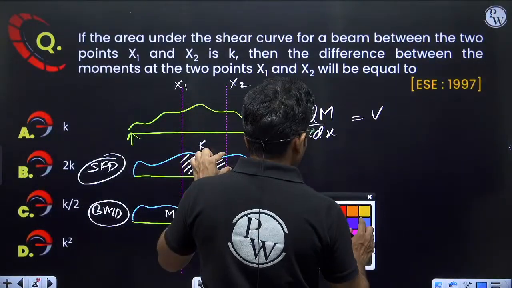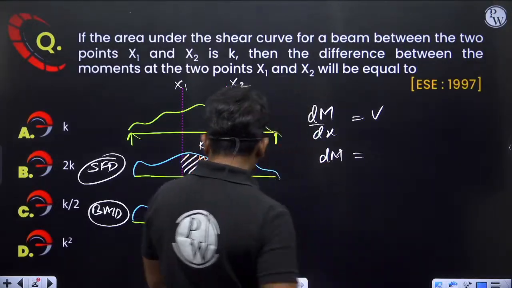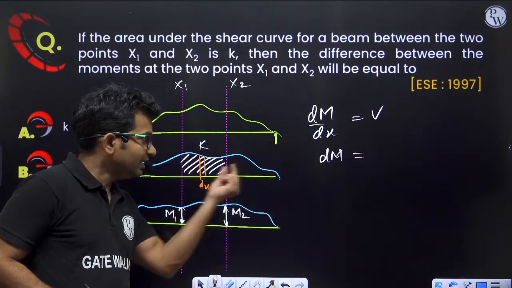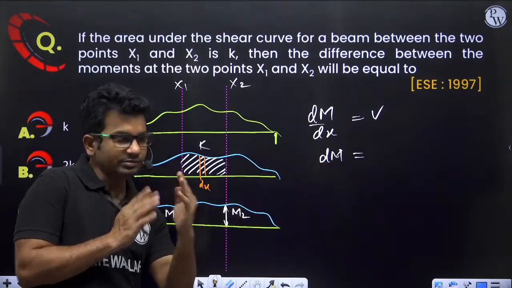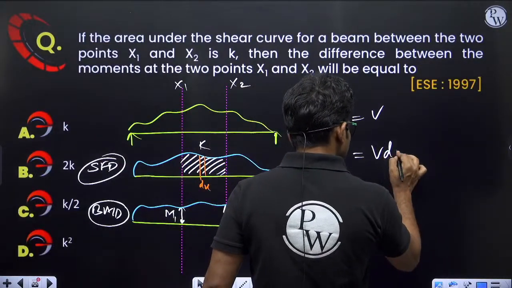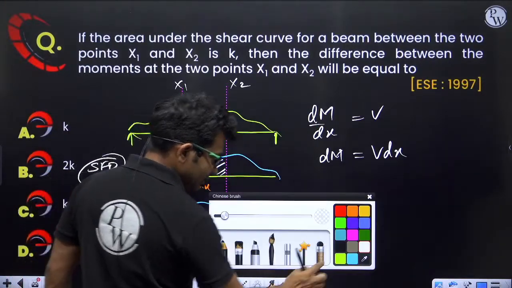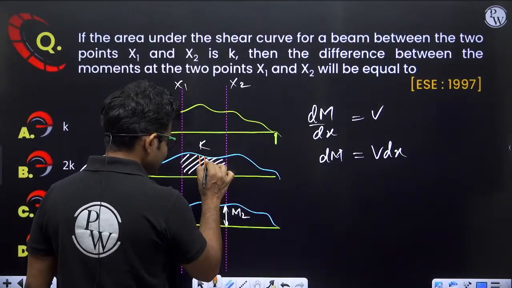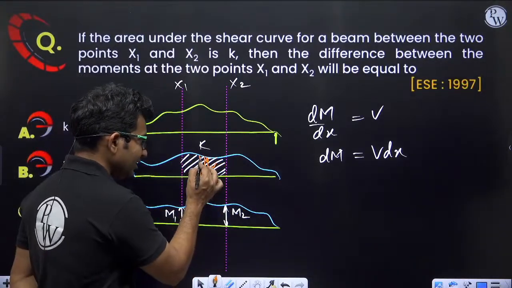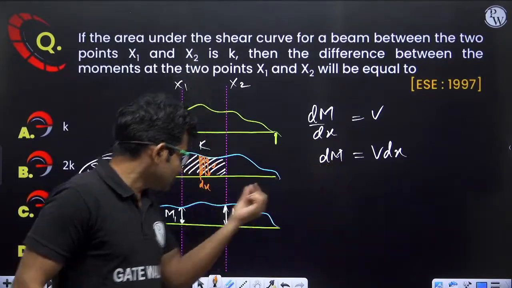Okay, so we know that dM will be slight change in bending moment between these 2 points. What is the value of dM? Slight change in bending moment between these 2 points. dM will be equal to V into dx. What does V into dx represent? Here V is representing shear force at this section. So V into dx, that means the area of this small strip is represented by small change in bending moment here.